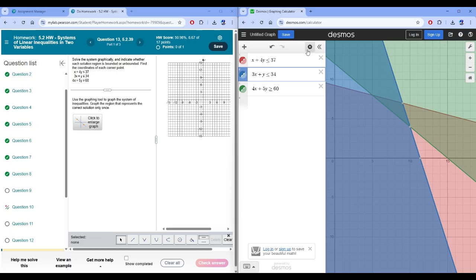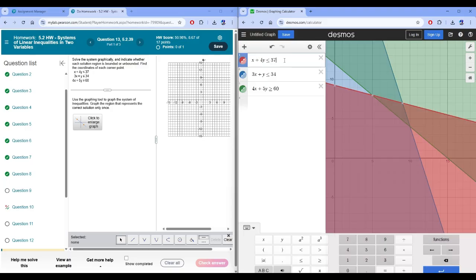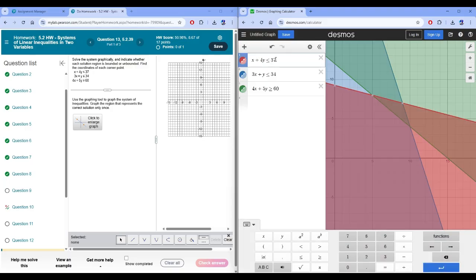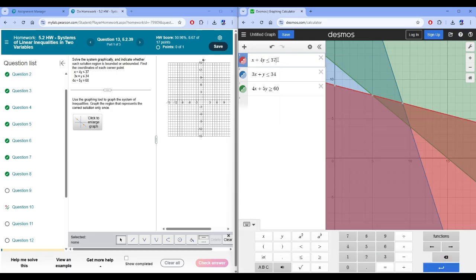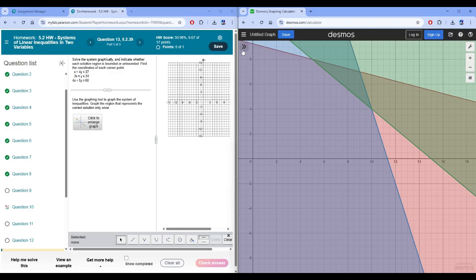If you want to, you could do this and then do settings and, I forget how do you do a table? I forget how to do a table.